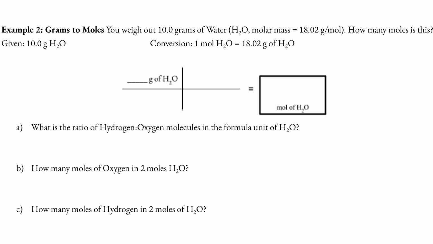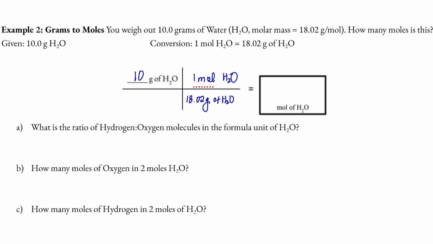All right, so this is example 2. We're also going to take mass to moles. We're going to weigh out 10 grams of water, and we are going to find out how many moles of water that is. So we are going to start with 10 grams of water. And in 1 mole of water, there's 18.02 grams of H2O. So we're going to write 18.02 grams of H2O in 1 mole of H2O.